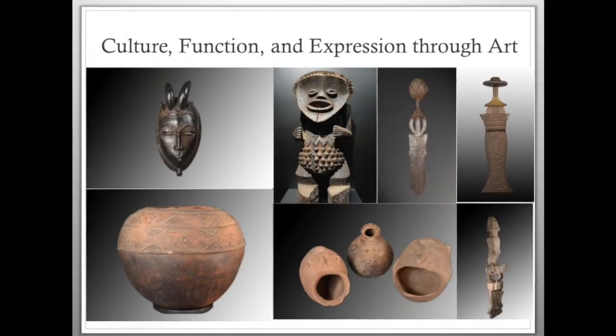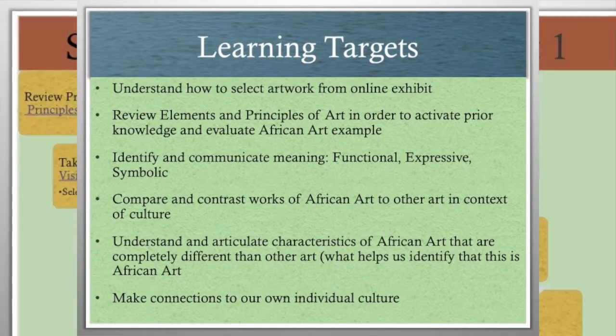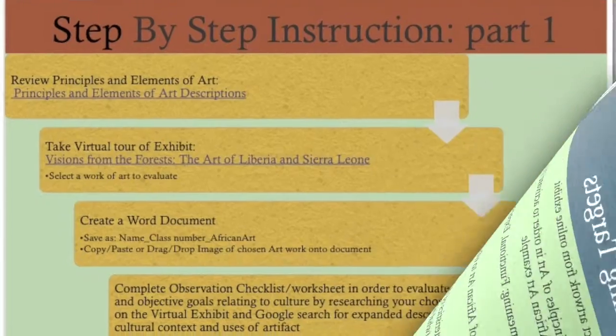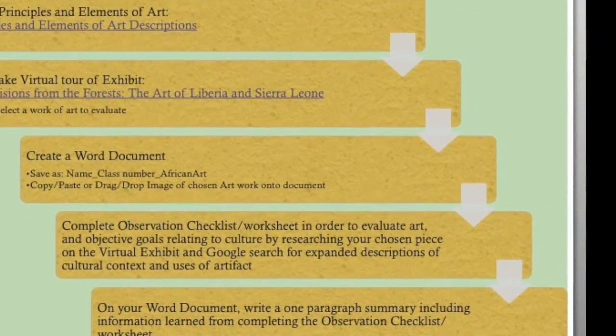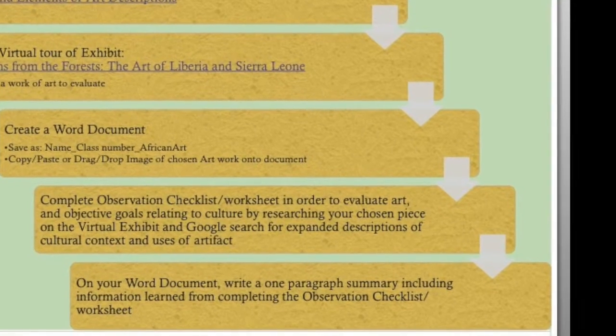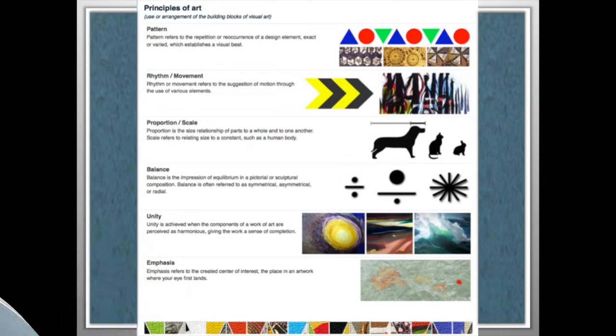Next, I will discuss the lesson learning targets and proceed to give step-by-step instructions before I demonstrate. These instructions will be available throughout the lesson in efforts to allow students to work at their own pace. I will describe how we will be reviewing our elements and principles of art in order to activate prior knowledge so that we can apply these concepts to our evaluations.